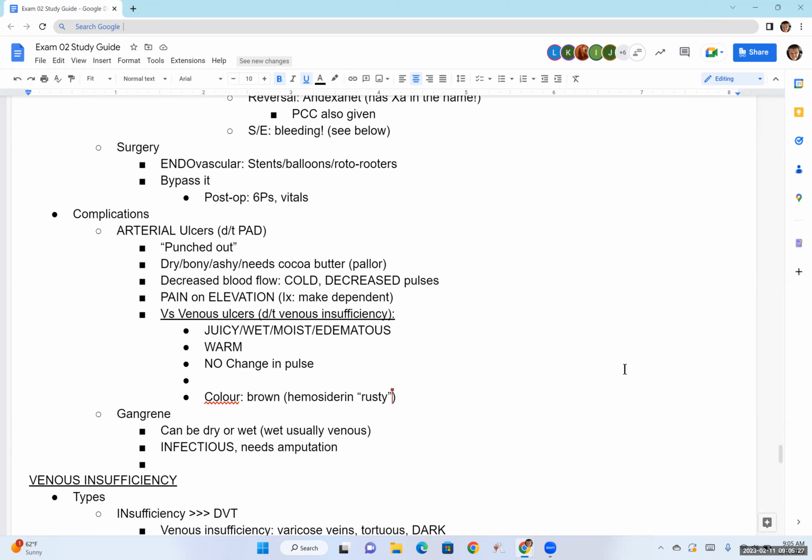All right, so that's color. And then we talked about what else? So they have poor blood flow. And what else is that going to lead to? What other symptoms, because you have poor blood flow?